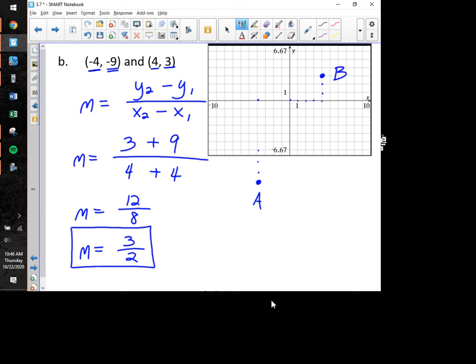There is only one line that passes through those 2 points, so I'm just going to eyeball that here, and let's see if this slope of 3 over 2 gets us from left to right from point A to point B.